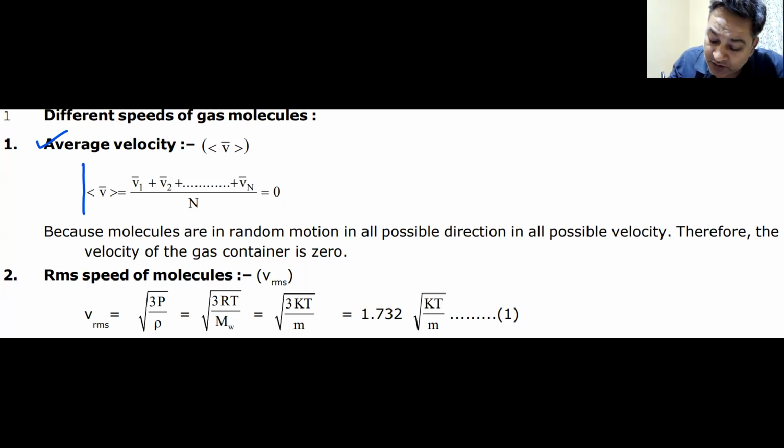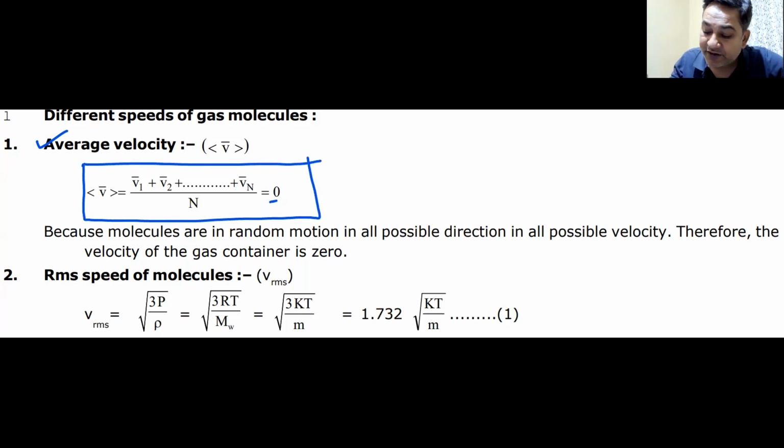And therefore, whenever I find the average of all the velocities, the average of all the velocities will always turn out to be zero. The average velocity is zero.